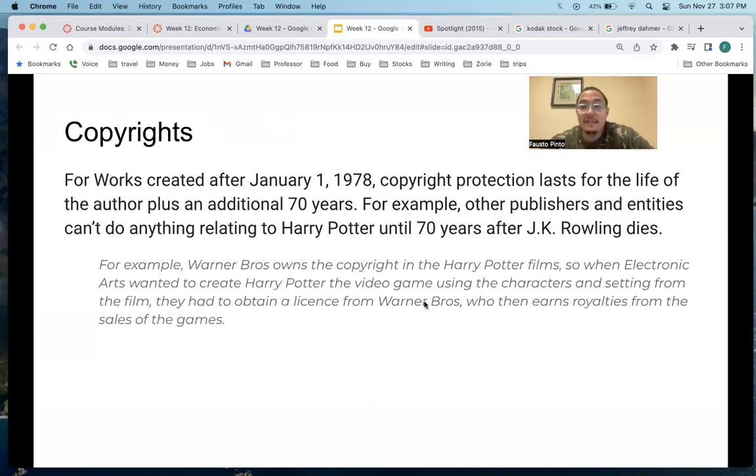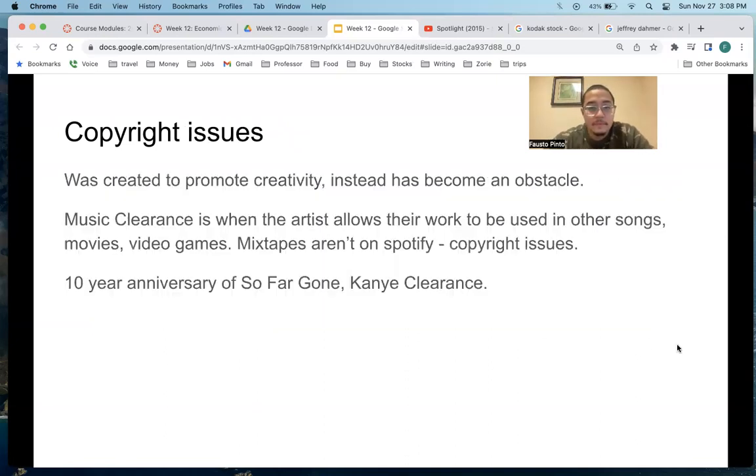And how that works is she can sell some of the copyright to Warner Brothers, who owns the films, and they make money off the video games. And at the end, it trickles down all to J.K. Rowling. So we have a lot of copyright issues. This was created to promote creativity, and instead it has become an obstacle.